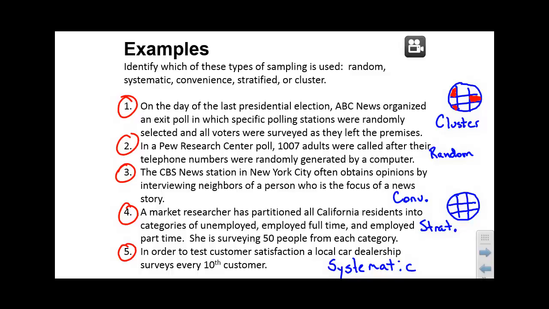With stratified sampling, once I have them grouped or in my strata, I take some people from each group. Okay, so I hope that little comparison helps you understand the difference between cluster and stratified.